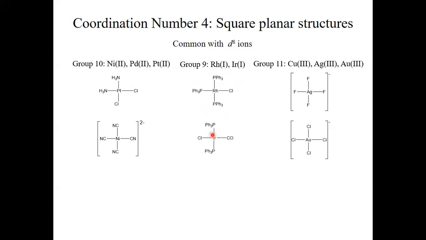Here's an example of an iridium complex. This iridium complex is bound to 3 triphenylphosphines, 1 chloro ligand, and 1 carbonyl ligand. Again, these 3 are neutral, and that one is negative. So because the overall complex doesn't have a charge, the iridium must have the oxidation number +1.